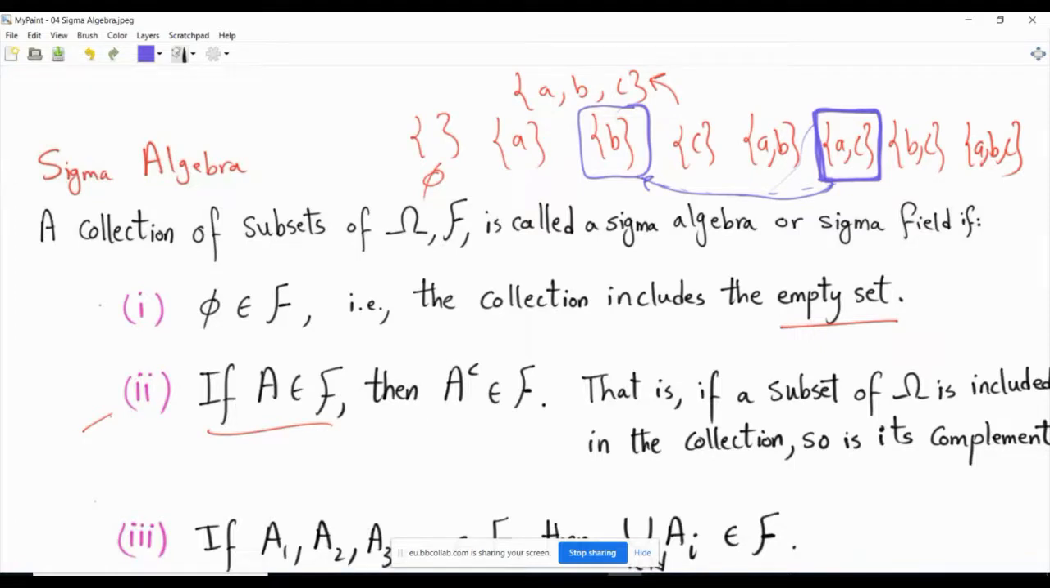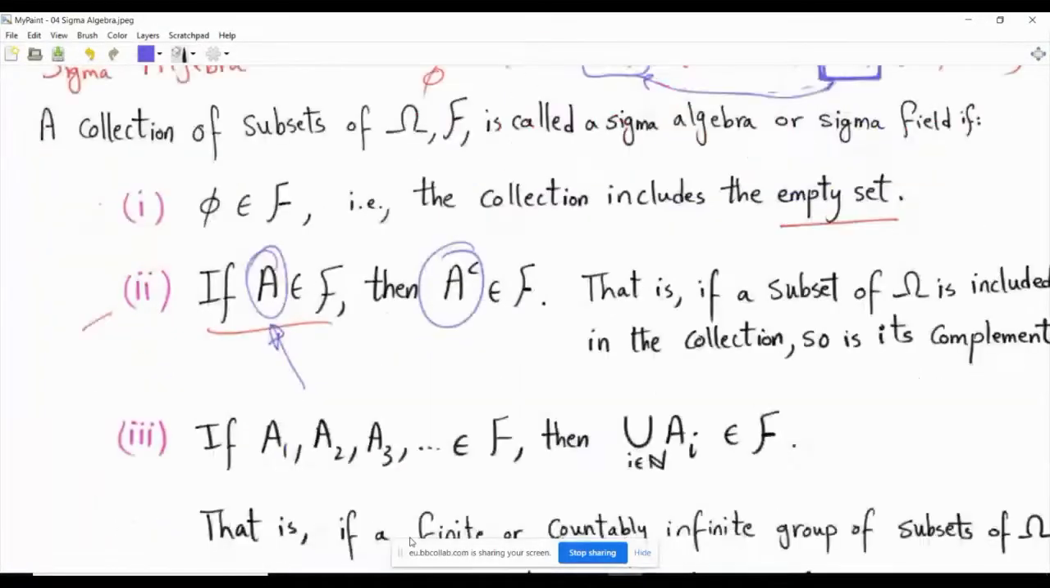Okay, so the second property of a sigma algebra is that it is closed under complementation, which means that if you choose a subset, you need to choose the complement of that subset. So if you choose A, which is a subset, you need to choose its complement.